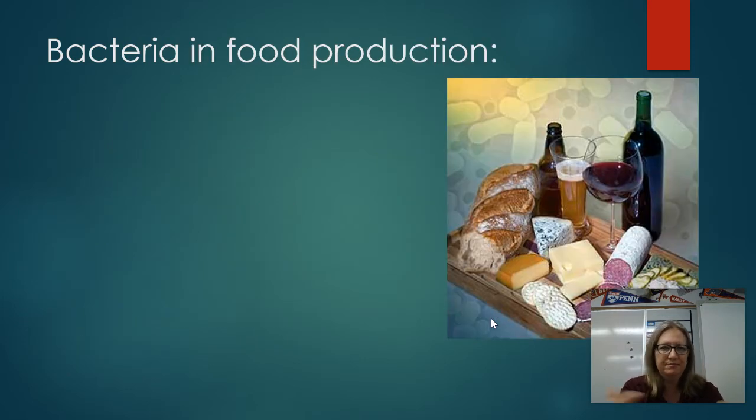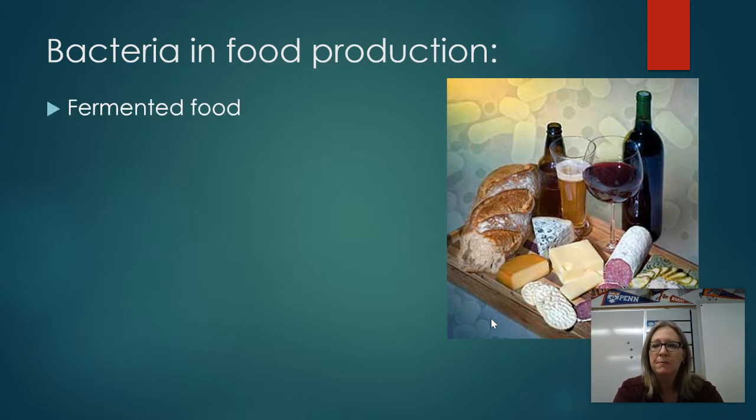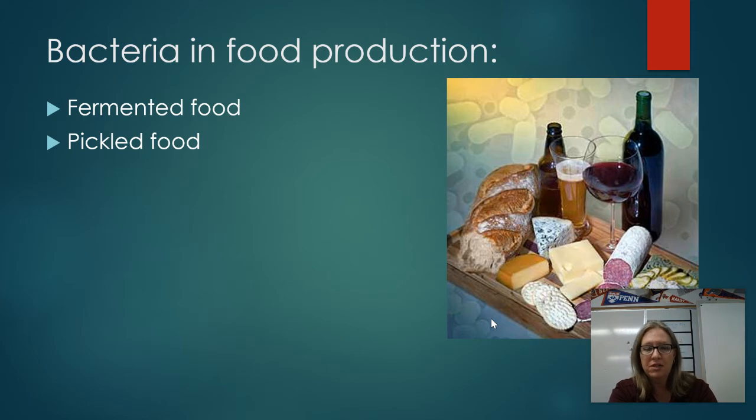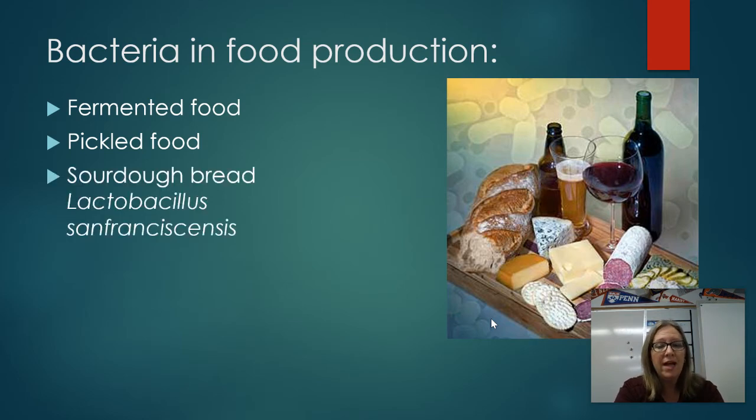A huge benefit, I guess, of good bacteria is in food production. Anything that is fermented. Okay, there are fermented vegetables. Beer and wine go through a fermentation process that uses bacteria. Pickled foods, sourdough bread uses a bacteria specifically called Lactobacillus sanfranciscensis, and that is a specific bacteria that kind of gives that sour flavor to the sourdough. Sourdough bread started in San Francisco, that's why it's named that.